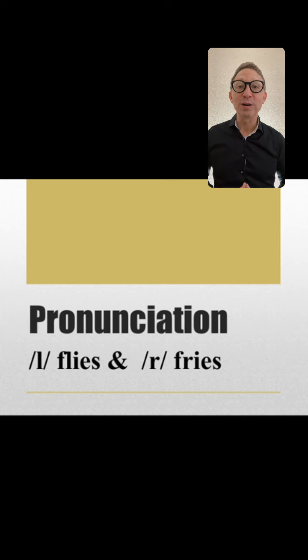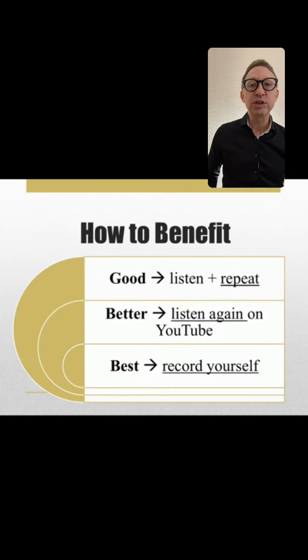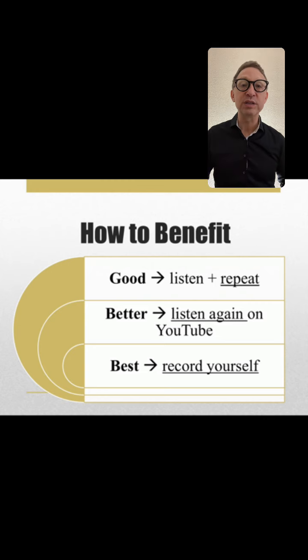Today we're going to talk about the L and R sound, as in flies and fries, because when they're pronounced in proximity, close together, there is sometimes confusion among non-native speakers. So let's look at the position of the mouth, but before we do that, just a few simple pieces of advice on how to benefit from these pronunciation classes.